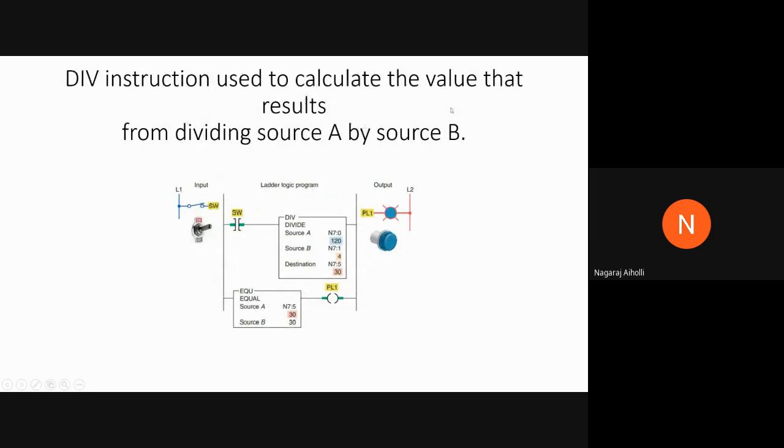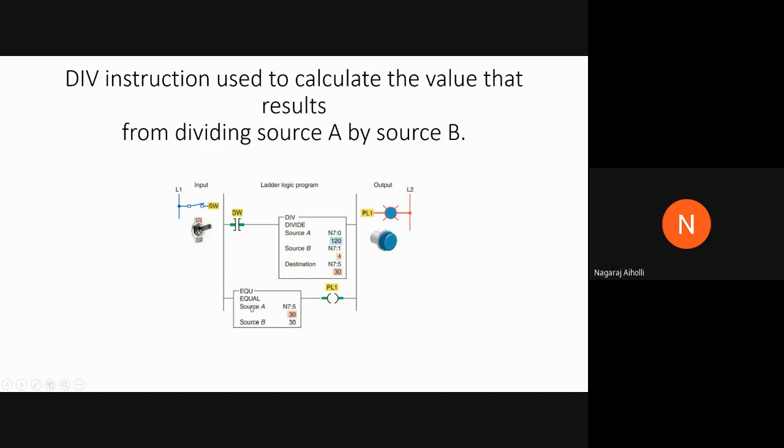The DIV instruction is used to calculate the value that results from dividing source A by source B. It's the same operation again. When the switch is closed, the examine if closed instruction SW is executed, then the DIV instruction is turned on. Okay, the value in A register is say 120, and the value in B is 4. What is the division taking place here? So it is 120 by 4, that will be 30. 30 will be stored in the destination.